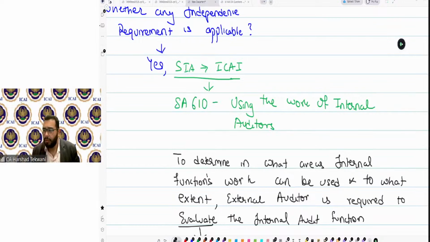Any doubt? All other things of SA 610 are relevant. That is, if the external auditor uses the work of internal auditor, what is required to be included in the documentation? What is the role of the external auditor with respect to the documentation part? They need to understand how much they can rely upon the work performed by the internal auditor, and in which areas they cannot use it. All these areas are there, but this does not stop the internal auditor from performing the work in those areas where the external auditor cannot rely.